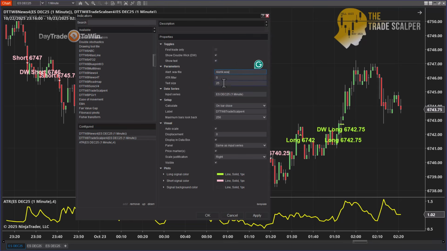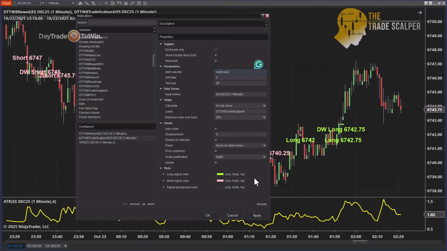You can change the text size. We also have a filter that is based on the ATR. If the market's too slow, you won't see any signals. I have it set to 0 because I want to see all the signals. Again, this is all defaulted when you first install Trade Scalper into NinjaTrader. Everything else I pretty much leave as is.